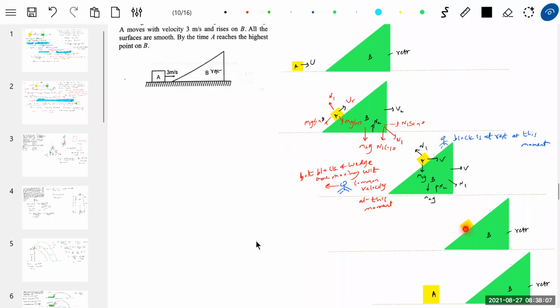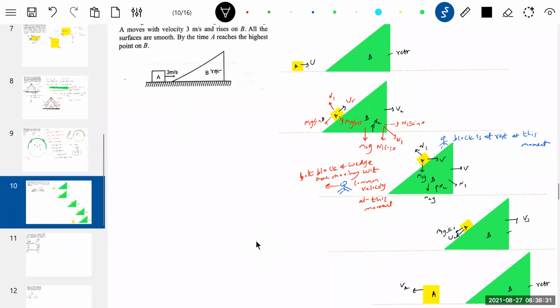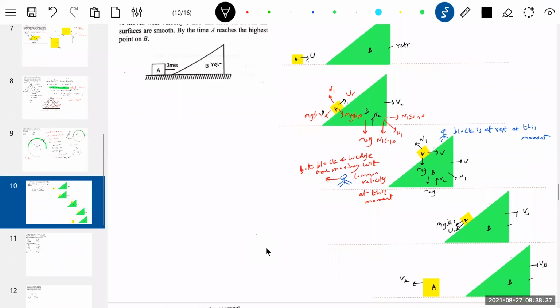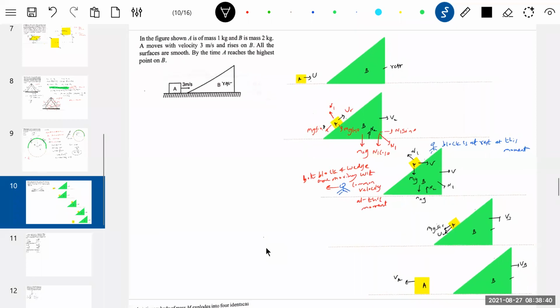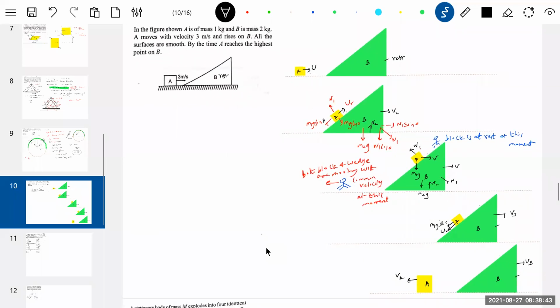Agreed. Now again, what will happen? For this person, M1g sin theta will start acting. So now what is the motion of the block? The block and the wedge will continue to move towards right. Write it as V2 dash or V3. Then finally, this is what happens. Finally, the wedge will be moving towards right, and the block will be moving towards left.